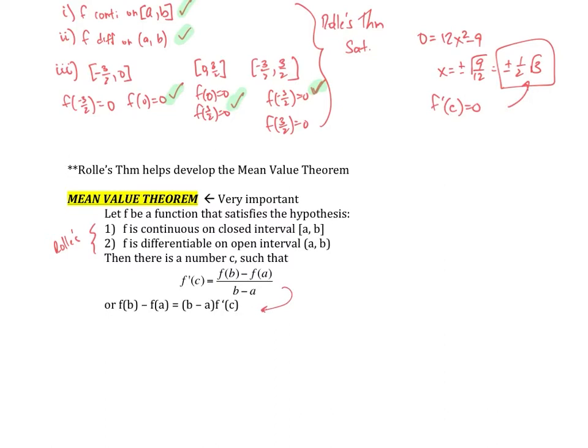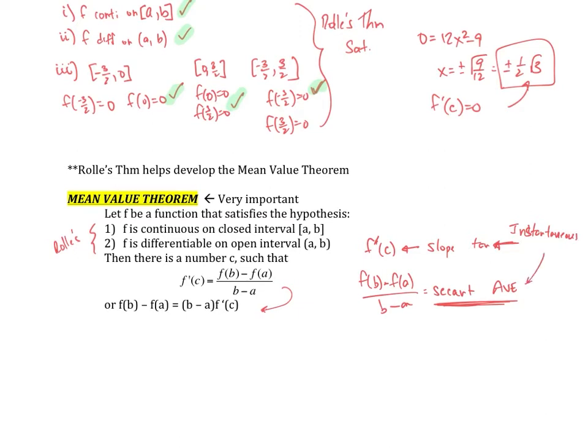What does this mean? What is f prime of c? f prime of c is the slope of the tangent. What is f of b minus f of a over b minus a? Do you remember what that is? That's a secant. That's the average. So if I have two endpoints, this is how I calculate an average. This is how I calculate a tangent. So that means the tangent is equal to the secant. We know the tangent as being the instantaneous rate of change, and this is an average. So somewhere the instantaneous equals the average.